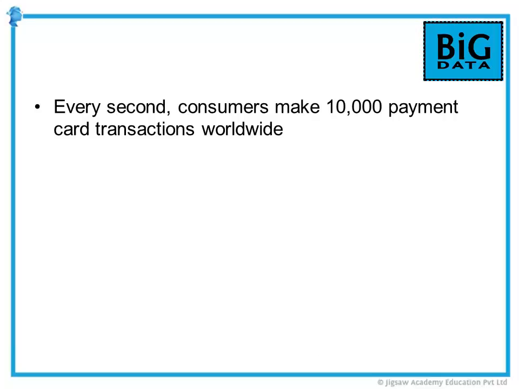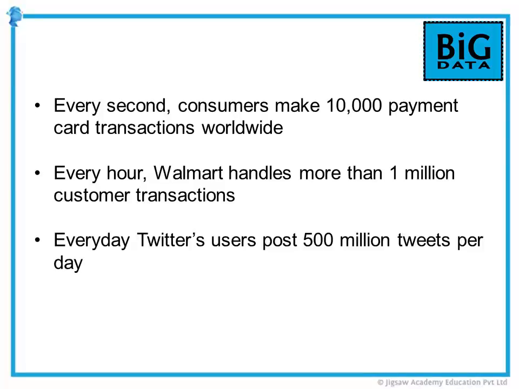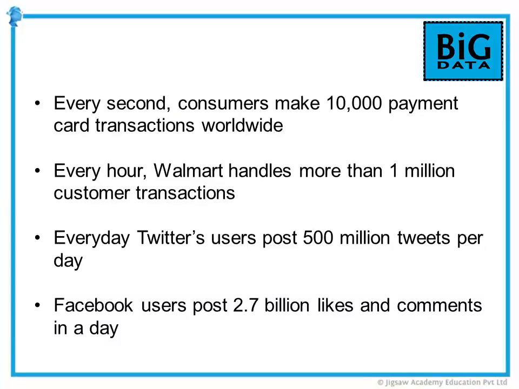Every second, consumers make 10,000 payment card transactions worldwide. Every hour, Walmart handles more than 1 million customer transactions. Every day, Twitter's users post 500 million tweets per day. Facebook users post 2.7 billion likes and comments in a day. As data continues to grow, there is a need for the data to be organized and made available so that it can be used as an information source. Earlier, due to lack of access and the means to process data, the potential of big data remained mostly untapped.